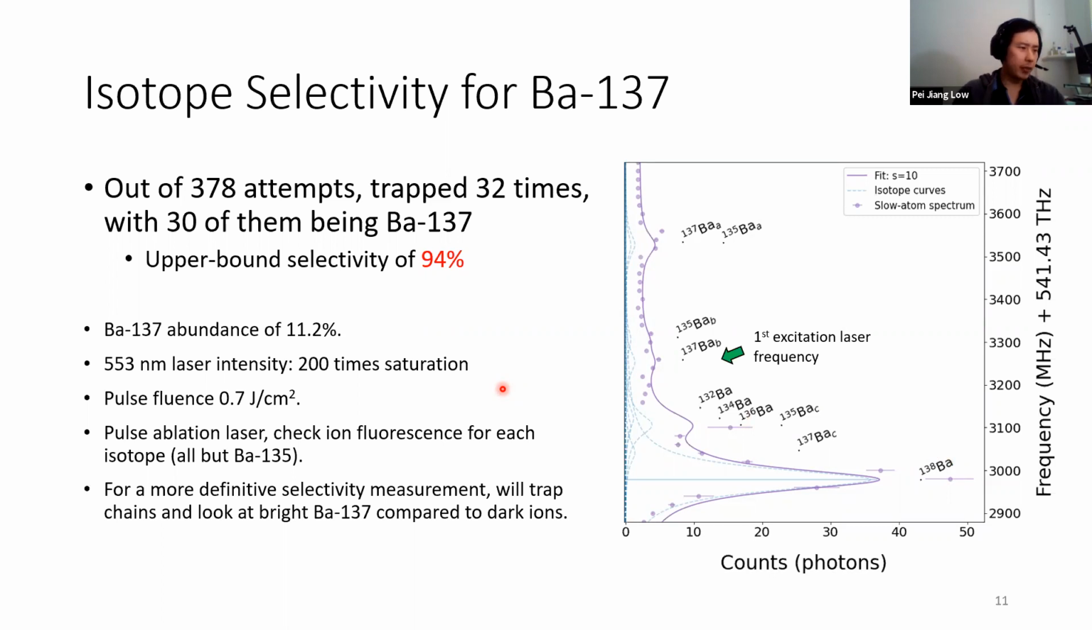But for a more definitive, more robust experiment, we will be trapping an ion chain, and then we will set the frequency to fluoresce barium 137, and we will check for any dark ions that we see. So this should be a more robust method to get a more accurate figure of the selectivity percentage in the future.